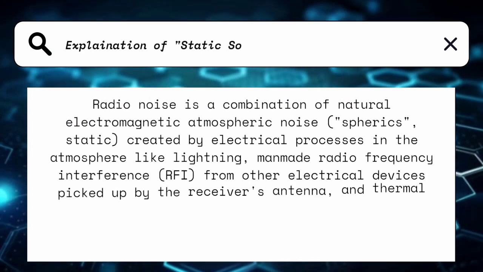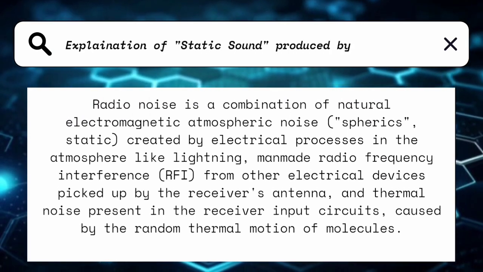Explanation of static sound produced by the radio. Radio noise is a combination of natural electromagnetic atmospheric noise, spherics, static created by electrical processes in the atmosphere like lightning, man-made radio frequency interference, RFI, from other electrical devices picked up by the receiver's antenna, and thermal noise present in the receiver input circuits, caused by the random thermal motion of molecules.